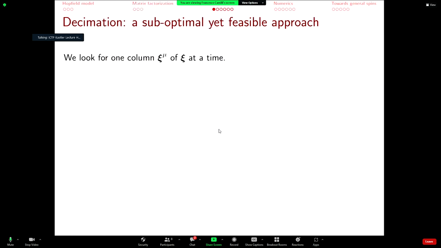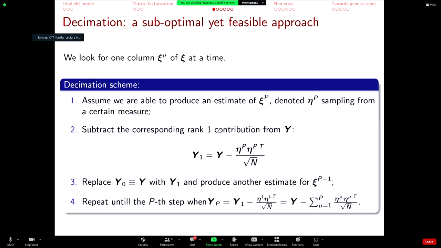Okay, so now we have seen that the Bayes optimal limits, the fundamental limits for this inference problem, are still not accessible, are out of reach nowadays. So we introduced, together with my supervisor, a suboptimal but feasible approach that we call decimation, for reasons that shall be clear in a while. This approach, though suboptimal, has the advantage of being completely analyzable from a theoretical point of view. So it works as follows. Instead of having a matrix model that would force you to look for the entire matrix psi, an N by P matrix, we look for one of its columns at a time. So we split the problem in P separate problems.